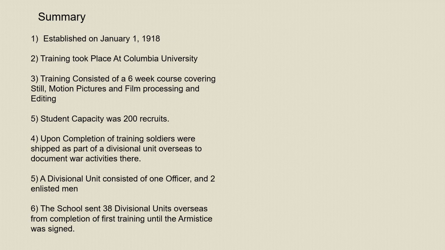Upon completion of their training, soldiers were shipped as part of a divisional unit overseas to document war activities there. The divisional unit consisted of one officer and two enlisted men, and the school sent 38 divisional units overseas from completion of first training until the armistice was signed.